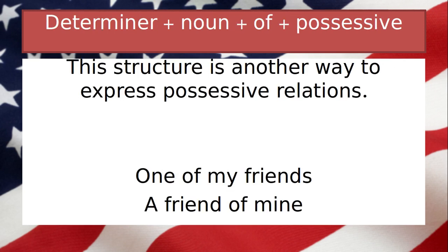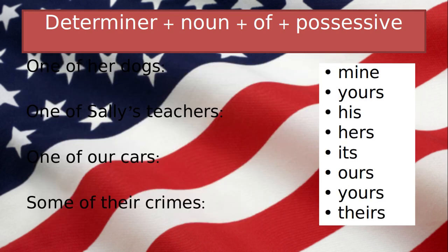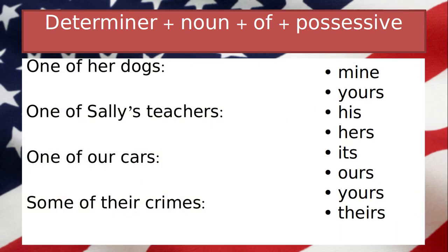When we have the structure determiner plus noun plus of plus possessive, we want to talk about possessions. One of my friends can be a friend of mine. It is important to remember that we have to use the correct possessive. So a good way of checking if you have the right possessive is by checking if that possessive ends with an S, because it should end in an S, unless you're talking about mine. A friend of mine, mine doesn't end with an S. All the others should, like yours, his, hers, its, ours, yours, theirs.